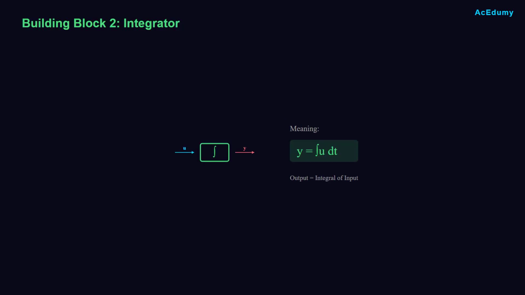The second building block is the integrator. We show it with an integral symbol inside the box. When input u passes through an integrator, the output y equals the integral of u with respect to time. This is fundamental for converting differential equations to block diagrams.